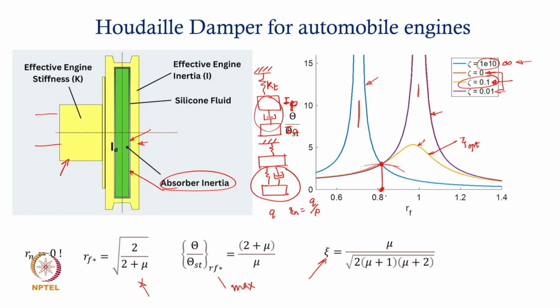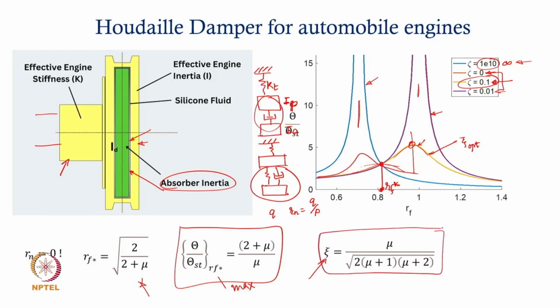The response at RF star, this is going to be your RF star, is given by this expression, but if you do not choose appropriate damping, the response as you see here can go to a higher level at some other RF value, or you may have something like that. Okay, so to avoid this, if you choose an optimum damping given by this expression, again this expression can be obtained by taking a derivative of the response and then setting that to 0 for RF equal to RF star. This is all what we have discussed. So this is the way the design of a Houdaille damper for automotive engines can be made.